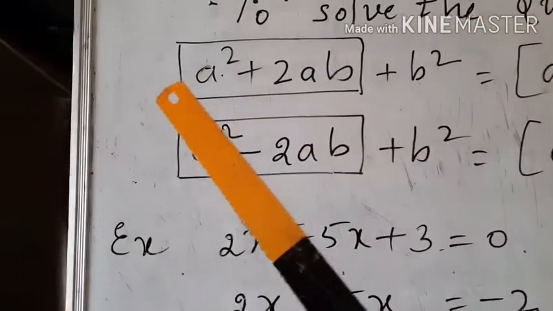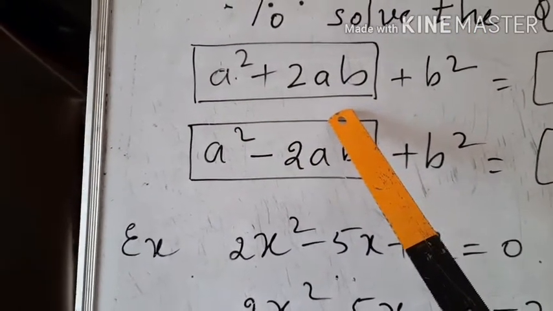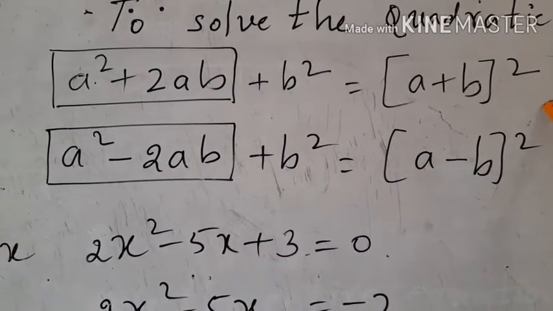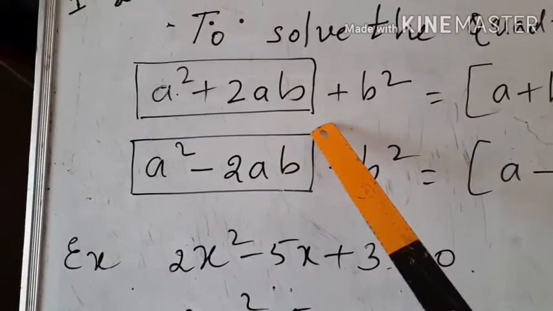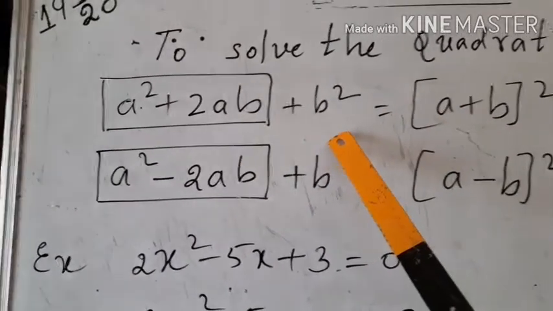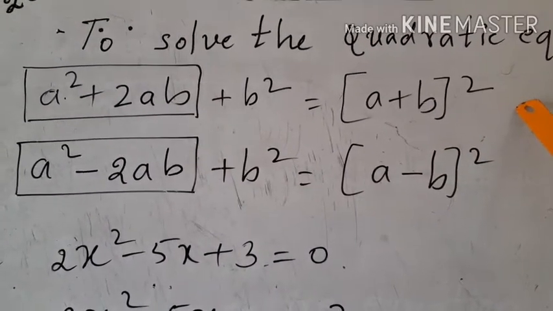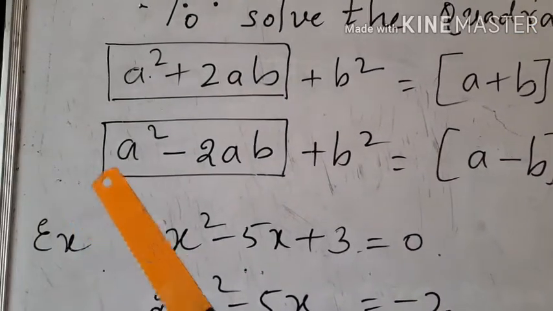But if we take a square plus 2ab only, this is not equal to (a plus b) the whole square. Meaning a square plus 2ab is not a complete square. When plus b square is added to this, then it becomes (a plus b) the whole square, which is a complete square. Okay.